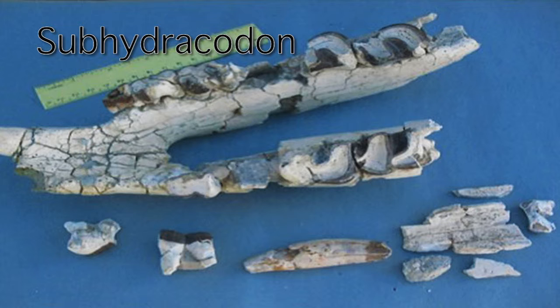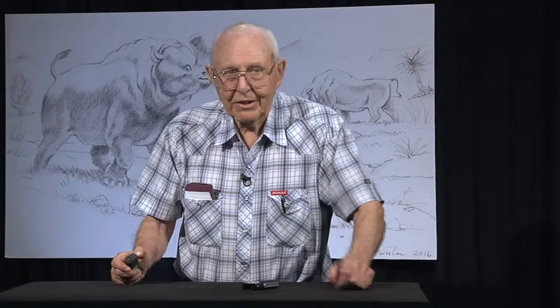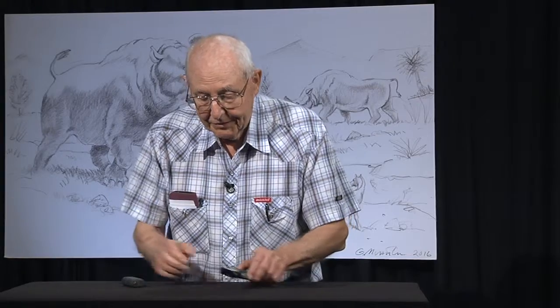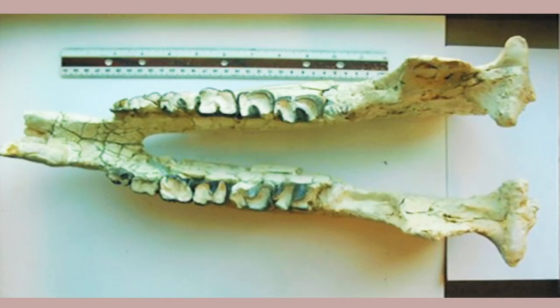Kathy, I think you found this, didn't you? Yeah. We found this out in the Badlands. This is the skeletal parts of a Subhyracodon after we removed it from the rock. So you can see there's a lot of pieces in here, and you have to put this together. And we'll go into the laboratory later on here, and this is the reconstructed parts of it now.